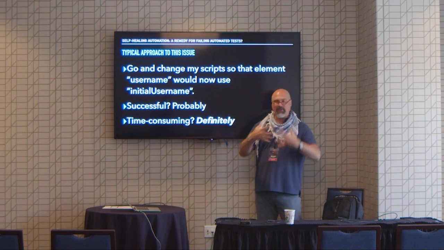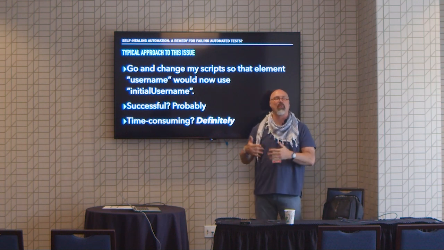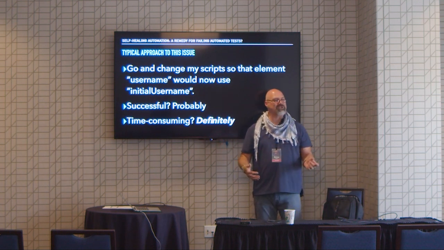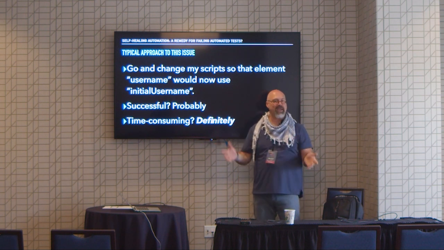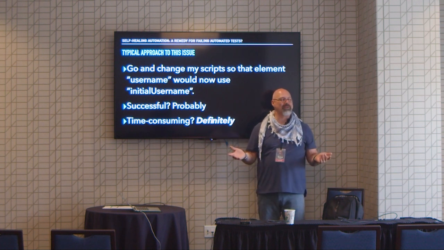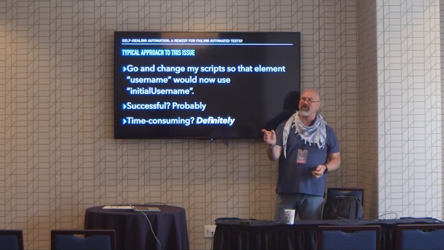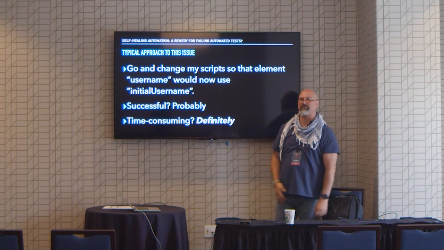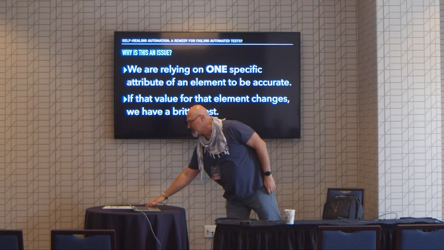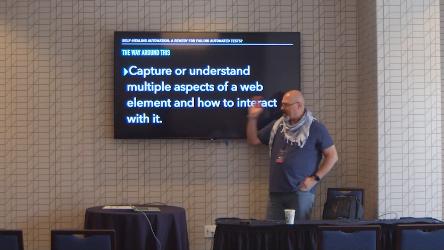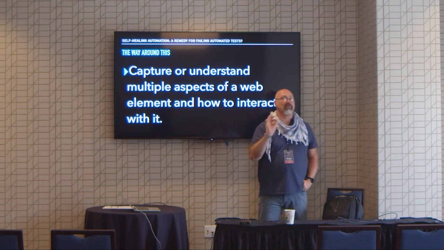You could say, I only care about the one value, but I can modify my test so that if the value changes, as long as this little piece stays the same, then I'll be in the clear, and that's okay. But again, is there any guarantee that it will? No, not necessarily. And if they take that little piece you're relying on and it's no longer valid, then you're back where you started from. So what you want to do instead, and what self-healing automation encourages, is to capture or understand multiple aspects of a web element and how to interact with it.